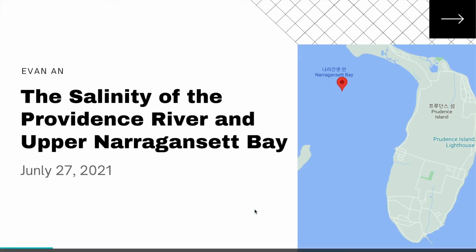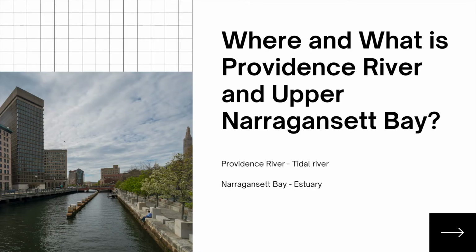And today I'm going to talk about the salinity of the Providence River and the upper Narragansett Bay. The Providence River is a tidal river in Rhode Island, US. Moreover, the Narragansett Bay is an estuary which connects to rivers such as the Taunton, Pawtuxet, and Blackstone rivers.